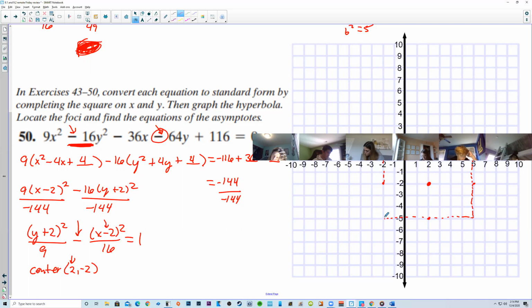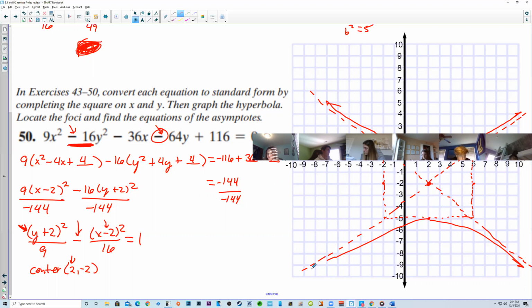So we're going to draw this rectangle, draw the asymptotes, and they're the diagonals of the rectangle, but we extend them out. They're asymptotes. And now we decide, well, how are we going to graph this? Well, y is the positive term, and we usually list that first, which means that this hyperbola is going to go up and down, like this right here, up and down. So the vertices are up and down, like that.